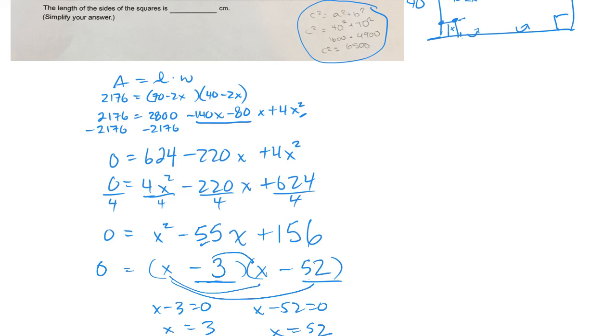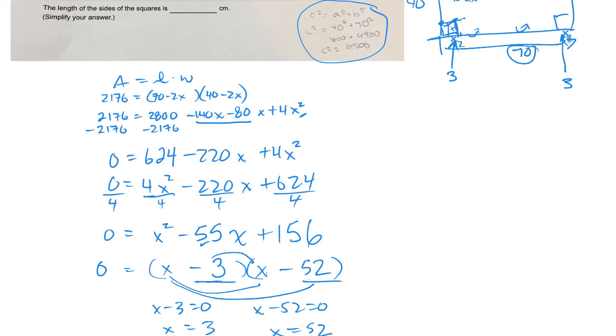But when you look at the diagram, if this whole distance is 70, and you have to take off two x's, an x there and an x there, both x's, if they were 52, that wouldn't make sense because you only have 70 and you're taking off two 52s, it won't work. But if you put a 3 in there, an x value of 3 makes some sense. So the length of the side of those little squares is going to be 3.